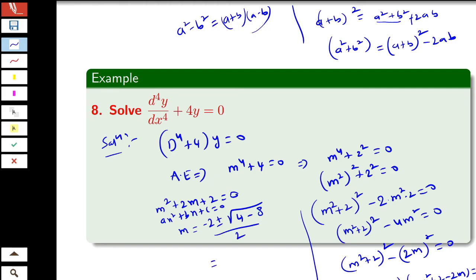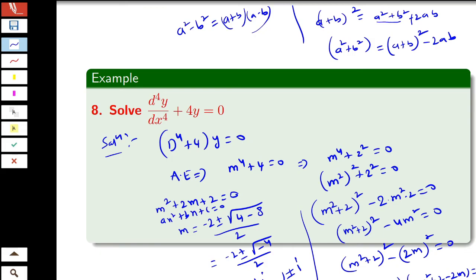So here I get −2 ± √(−4) divided by 2. The square root of −1 means i, and root 4 means 2, so the 2 will cancel, and you get −1 ± i. Similarly for the second one you will get 1 ± i. So here the roots are distinct, complex conjugate but distinct.